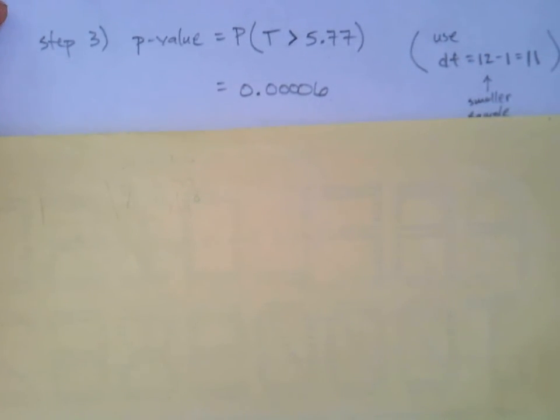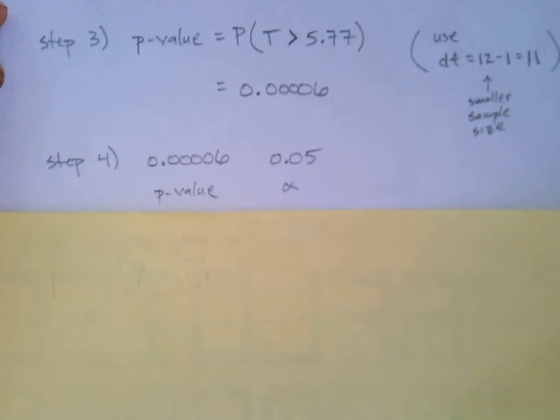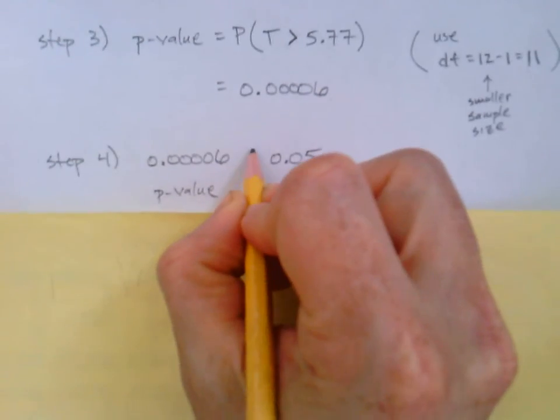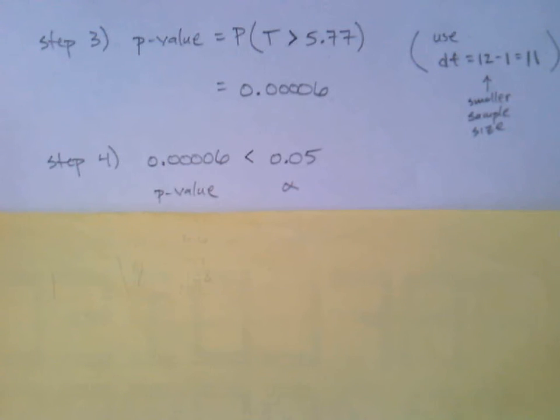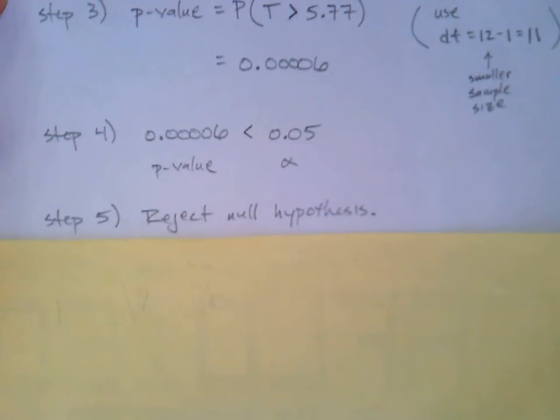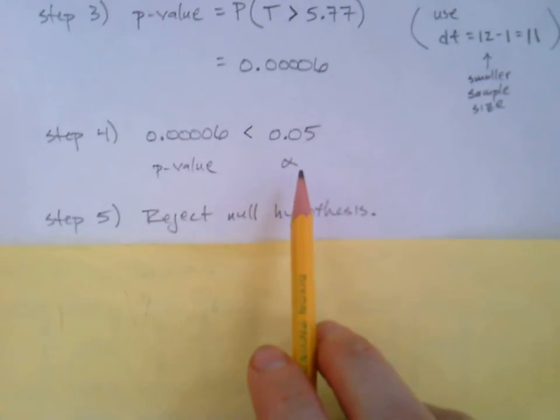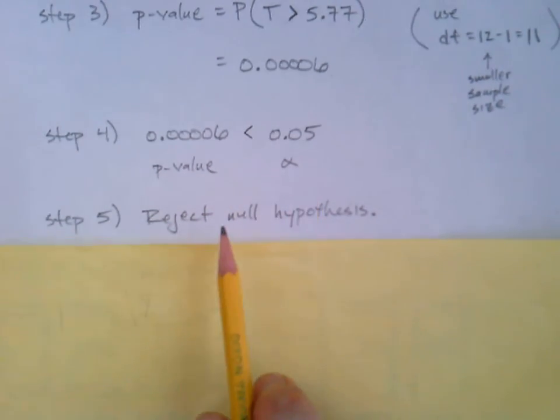Okay, moving on to step 4. We now compare the p-value with the significance level. Here alpha is 0.05. Well, alpha is most definitely the bigger one. No question there. So we're ready for step 5. If alpha is the bigger, then we reject the null hypothesis.